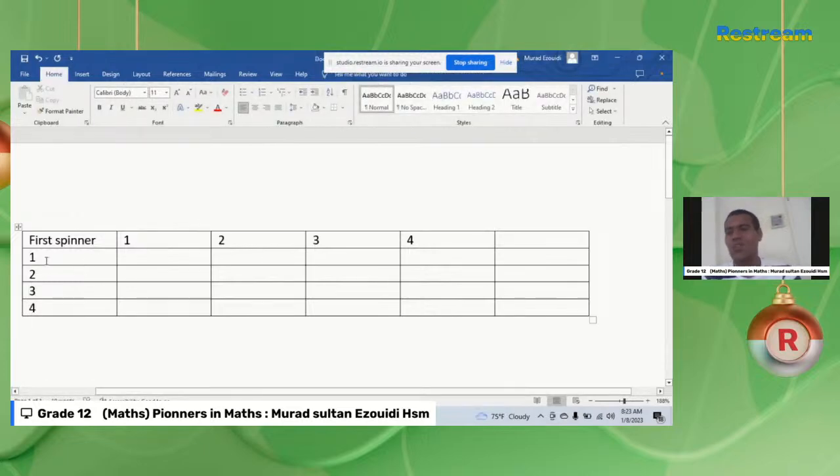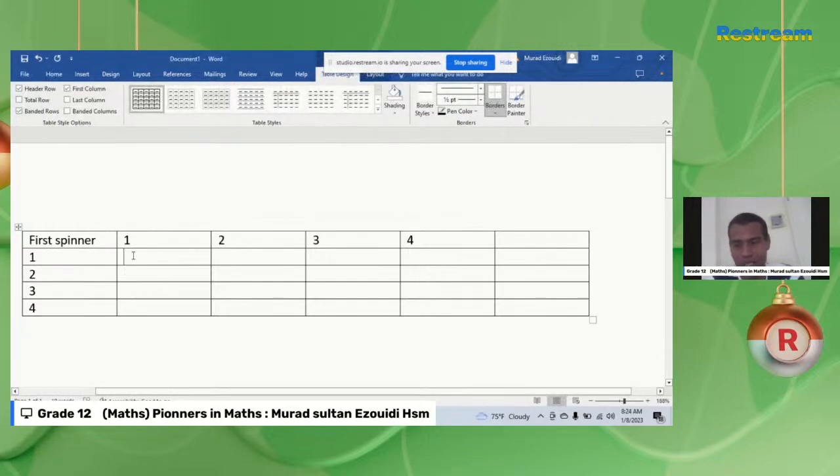Now we are going to construct the sample space diagram, where the possible outcomes will be figured out here. So 1 by 1 is 1. 1 multiplied by 2 is 2. 1 multiplied by 3, learners, is 3. 1 by 4 is 4.